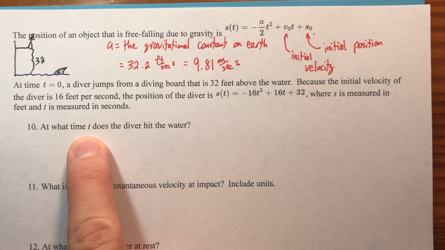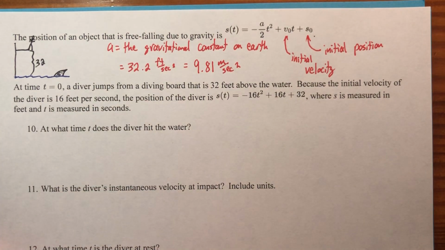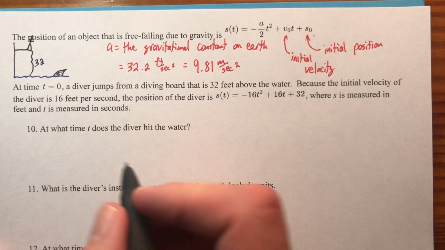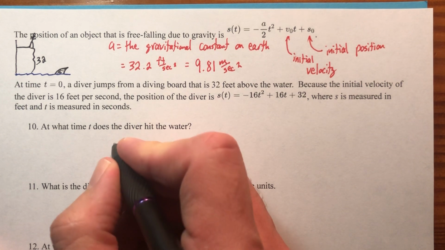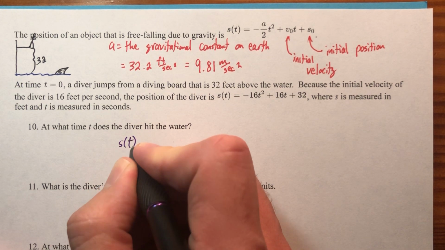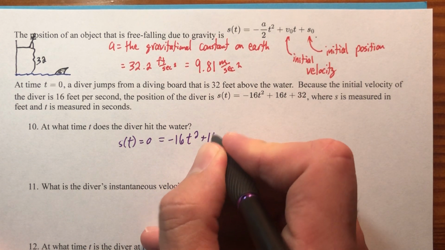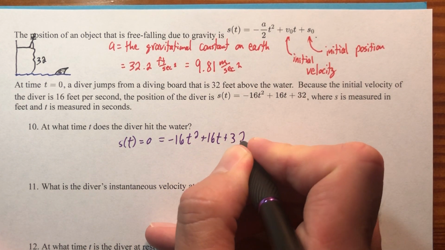At what time t does the diver hit the water? Well, this is going to be relatively straightforward. Not straightforward in his motion. Well, it kind of is. He goes up and then down. So at what time t does the diver hit the water? Well, when the diver hits the water, he is at position 0. So s of t equals 0, which is negative 16t squared plus 16t plus 32.